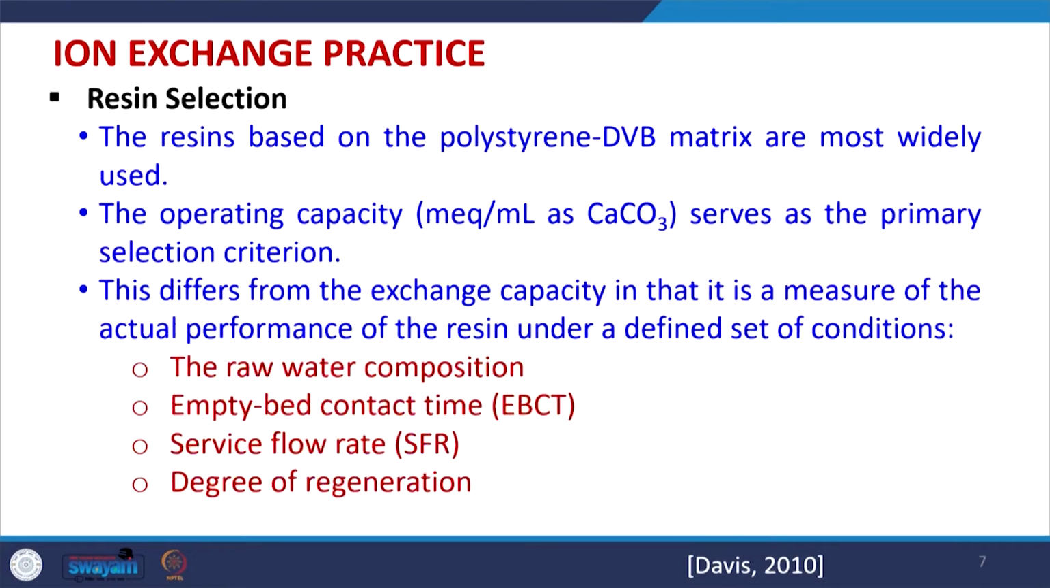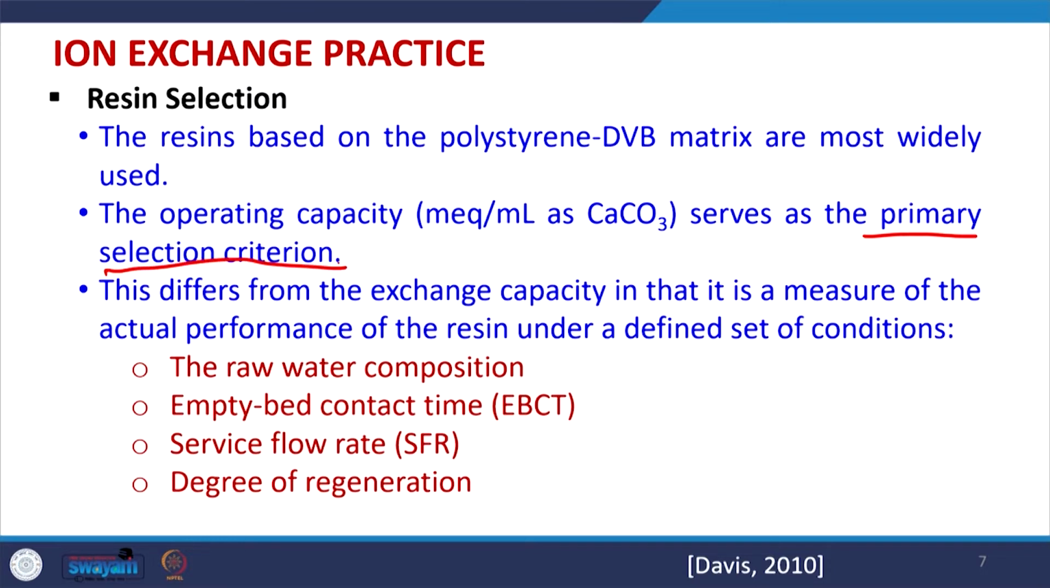Now, how to use the ion exchange unit operation in practice. For the actual scenario of how to use it in the industry sector, we will discuss a little bit regarding the same now. The resin beds are generally based on the polystyrene DVB matrix. These are very common matrices which are used as resin, and the operating capacity, like milliequivalent per ml of CaCO3, is one of the primary selection criteria.